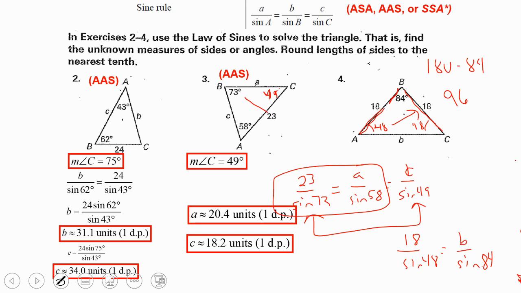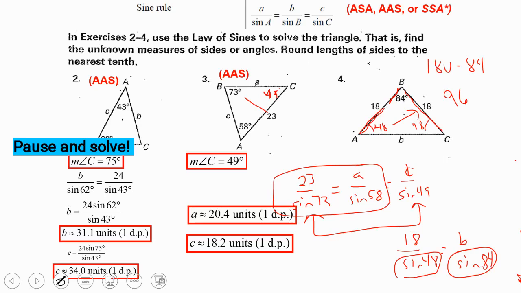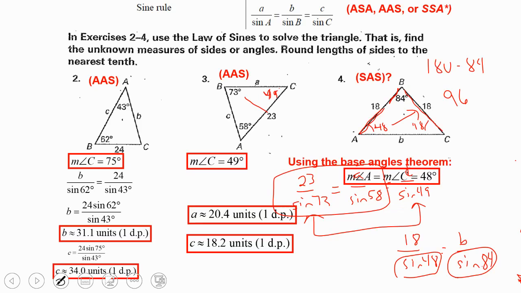One of the most common mistakes, and be careful to do this, is to not write the sine button down there. People forget to write sine. So if you want to go ahead and solve that, you should get 24.1. So pause and solve and make sure you can do it.